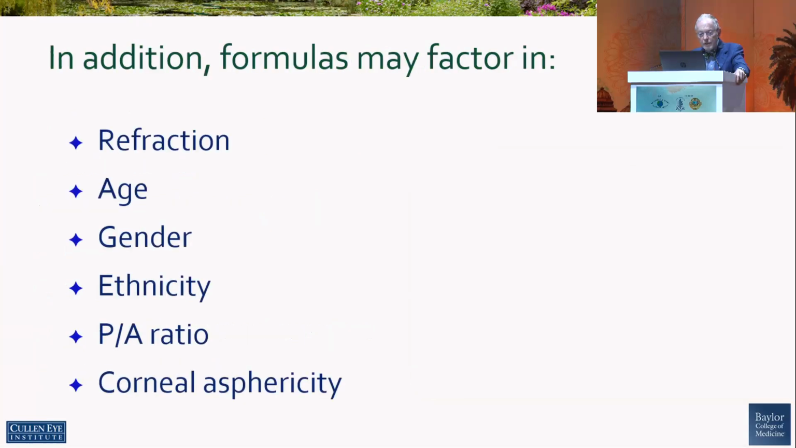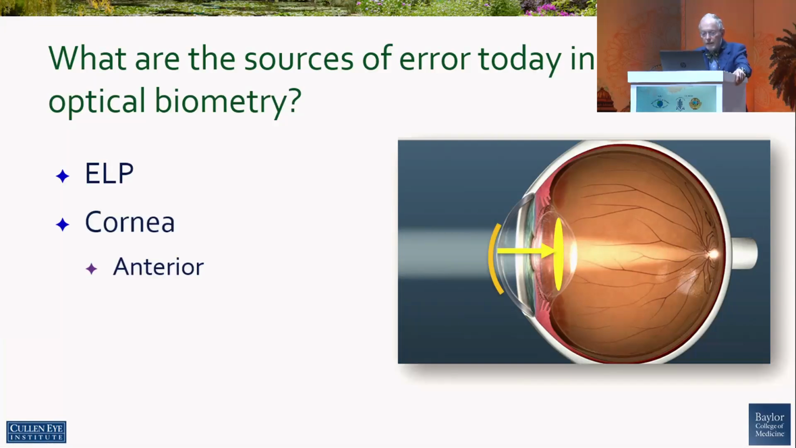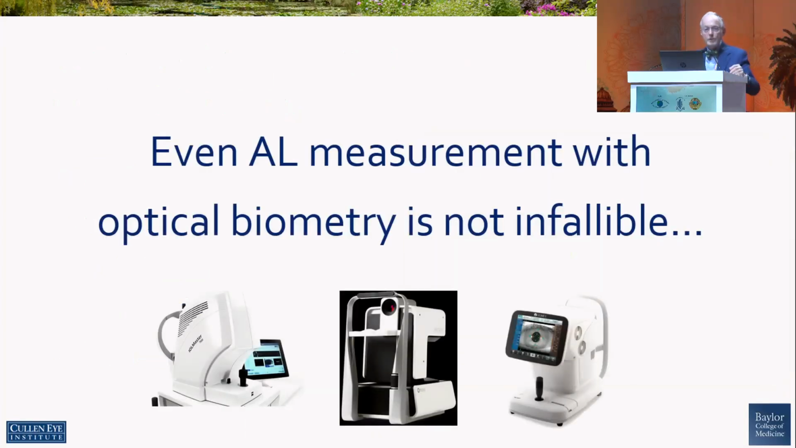Corneal thickness is another. And some formulas use some combination of these: refraction, age, gender, ethnicity, the ratio of the curvature of the posterior cornea to the anterior cornea, and corneal asphericity. So the sources of error in our world today are ELP calculation, cornea anterior, cornea posterior, and I still think we have some questions about the posterior cornea, and refraction, because we need accurate refractions to report our data. And even axial length measurement is not infallible, and that's why I always like to see 2 different axial length measurements in my patients to make sure there's good consistency, because you can be off if the patient wasn't fixating correctly, for example.